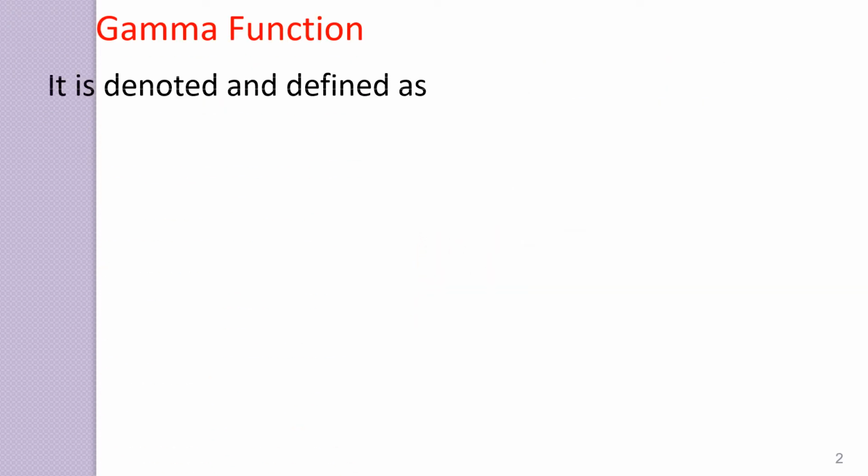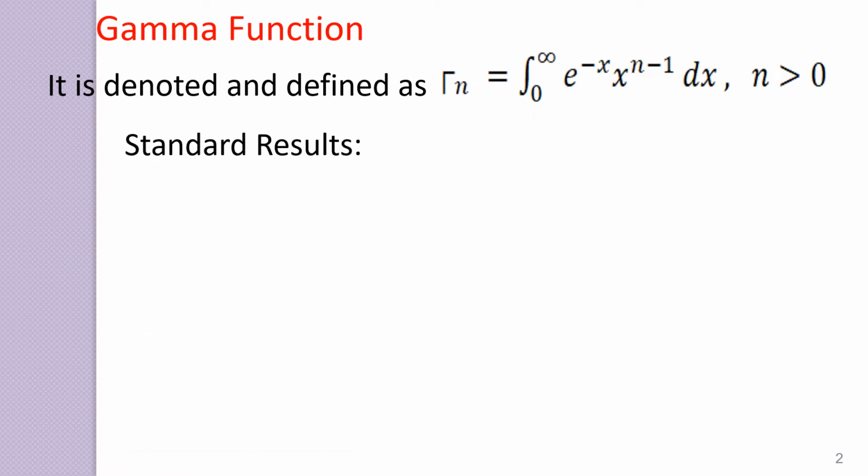Starting with the gamma function. Gamma function is denoted and defined as gamma n is equal to integral 0 to infinity e power minus x, x to the power n minus 1 dx. The notation for gamma function is inverted L. The integration on the right hand side converges for positive n only. Standard results.